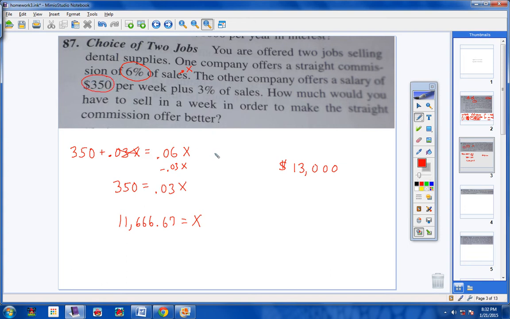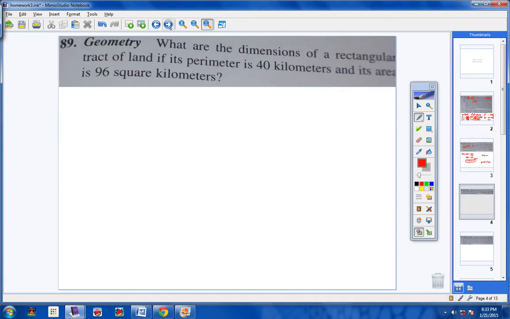So do you see how setting the two equations equal helped you find a point of equilibrium? In other words, when I say point of equilibrium, I mean a point x that gave you the same salary. So if you were to substitute this into the two equations, you would get out the same salary. So if you make more than this, then you want to go with the 6% commission salary. So how much would you have to sell in a week? More than this right here. Okay, moving on to number 89.